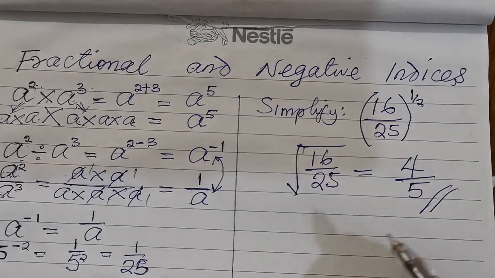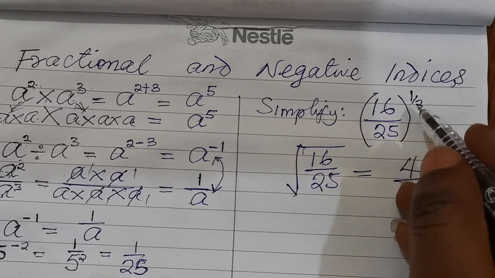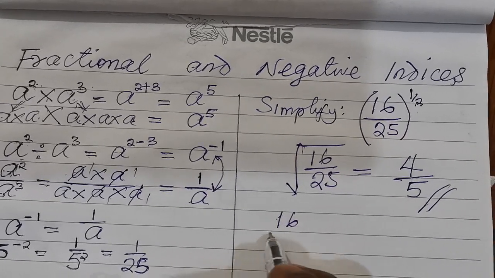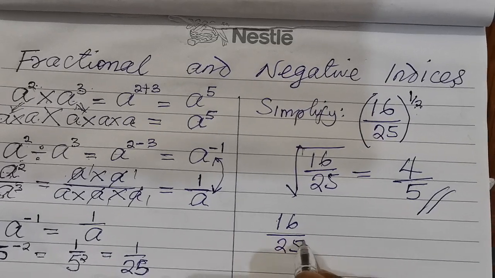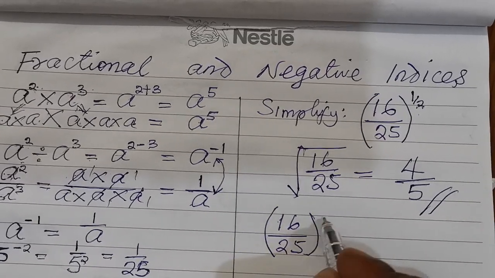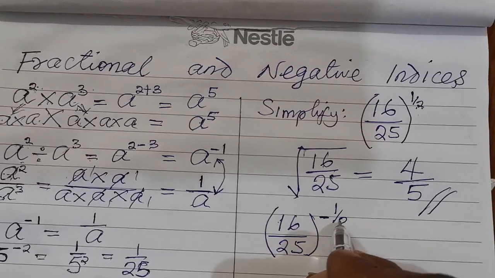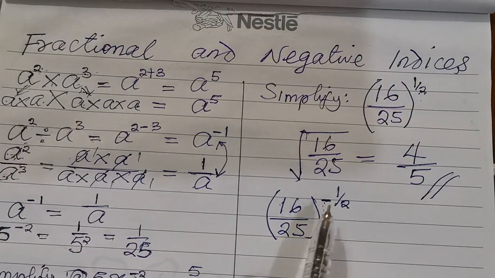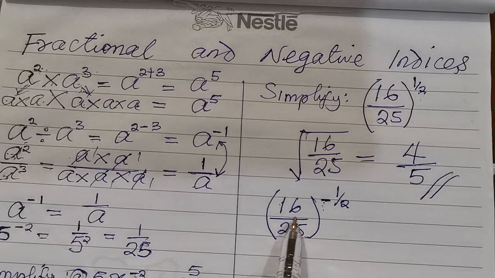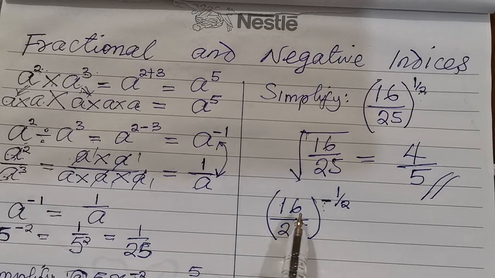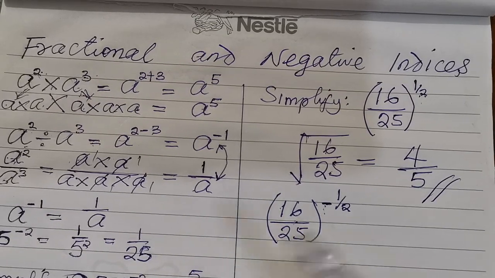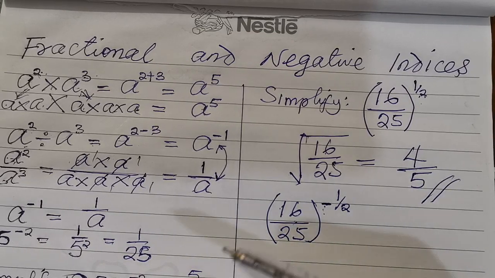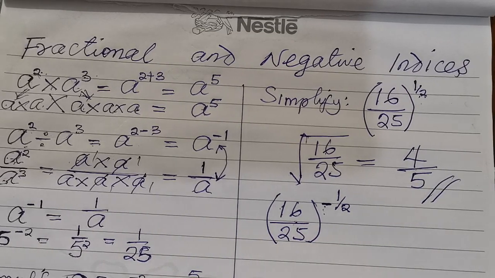Okay, now let me give another example on this. Supposing this is minus: simplify 16 over 25 all raised to the power minus 1 over 2. For us to get rid of this minus, we must find the reciprocal of this number. The reciprocal is the inverse of it. The numerator becomes the denominator, and the denominator becomes the numerator. That's just the system we use.